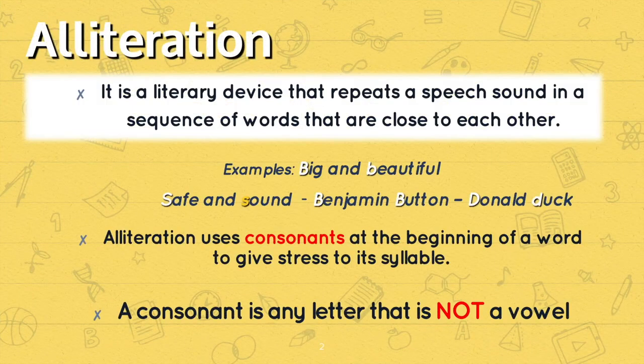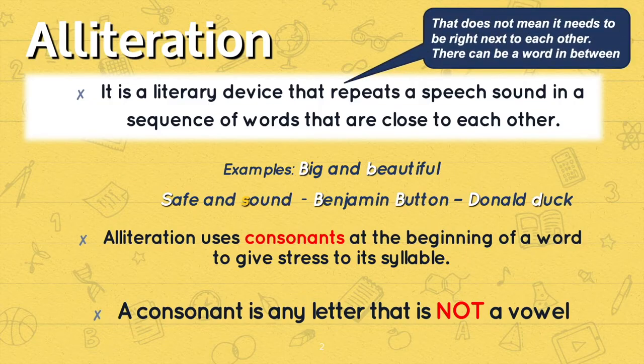Alliteration. It is a literary device that repeats a speech sound in a sequence of words that are close to each other. That does not mean it needs to be right next to each other. There can be a word in between, just like big and beautiful, or safe and sound. And then normally, for example, Benjamin Button or Donald Duck. Alliteration uses consonants at the beginning of a word to give stress to its syllable. A consonant is any letter that is not a vowel.